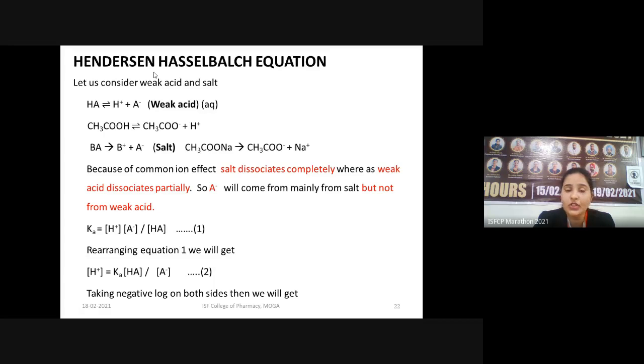into different ions. Since we get the same anionic portion from acid and from the salt, a common ion effect is going to take place. The common ion effect which is going to take place will suppress the activity of weak acid. Salt will completely dissociate, but the weak acid, because of the common ion effect, will not be able to release H positive ions, and it will not be able to form the negatively charged ion. So because of the common ion effect, the salt dissociates completely, whereas the weak acid is going to dissociate partially. This is common ion effect.